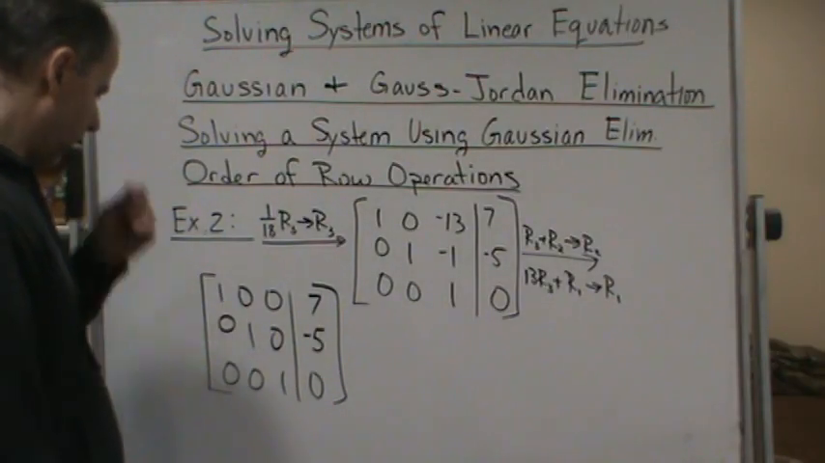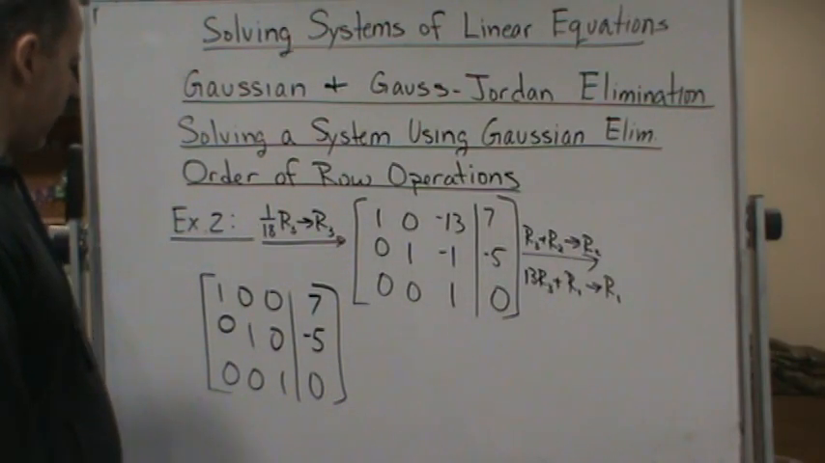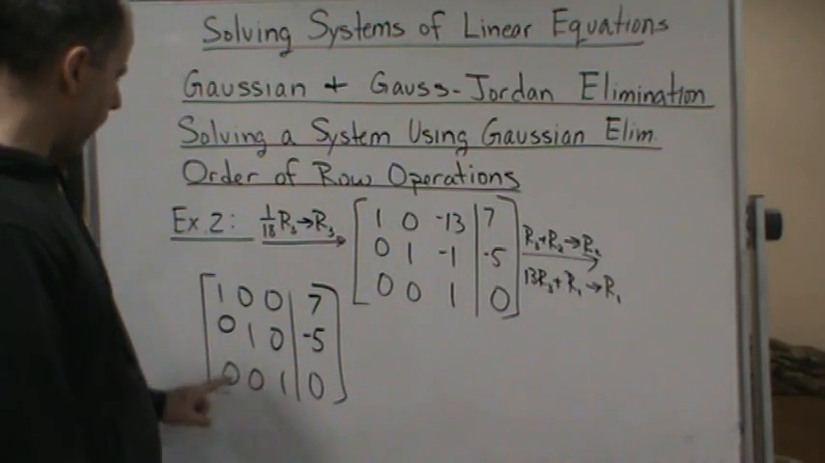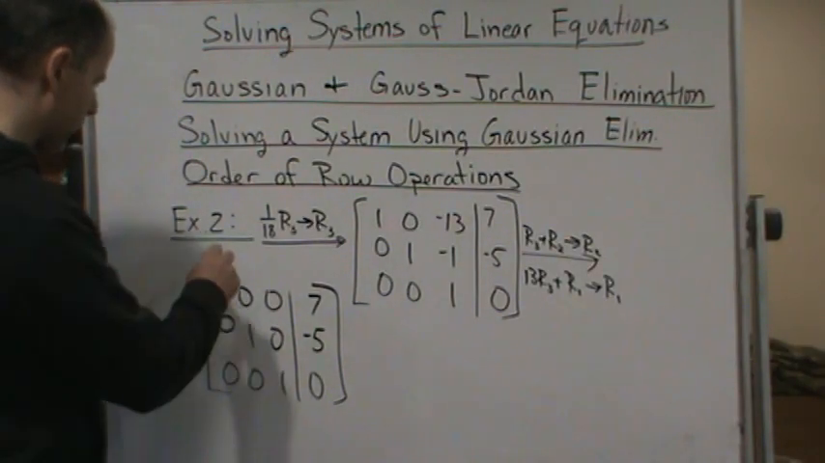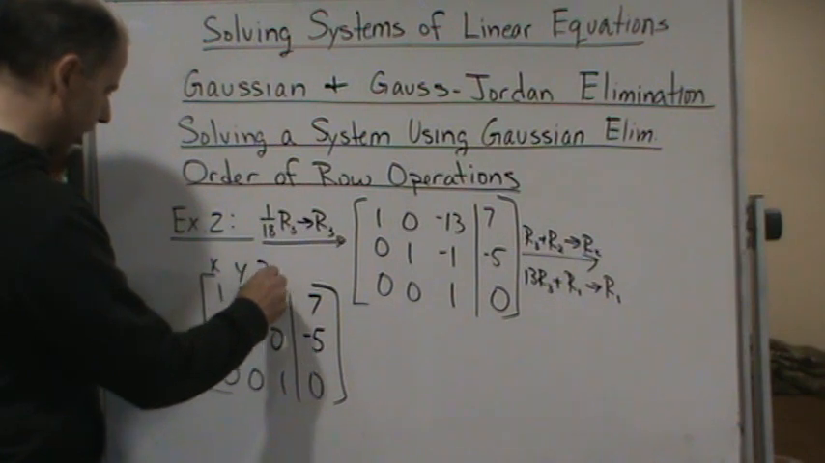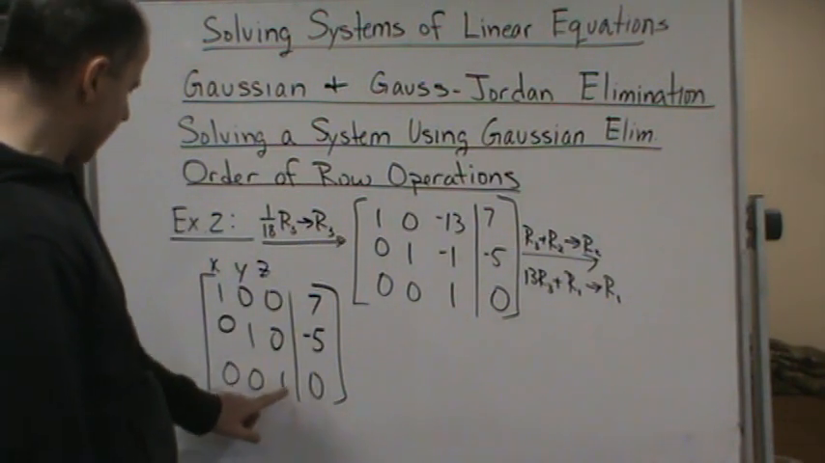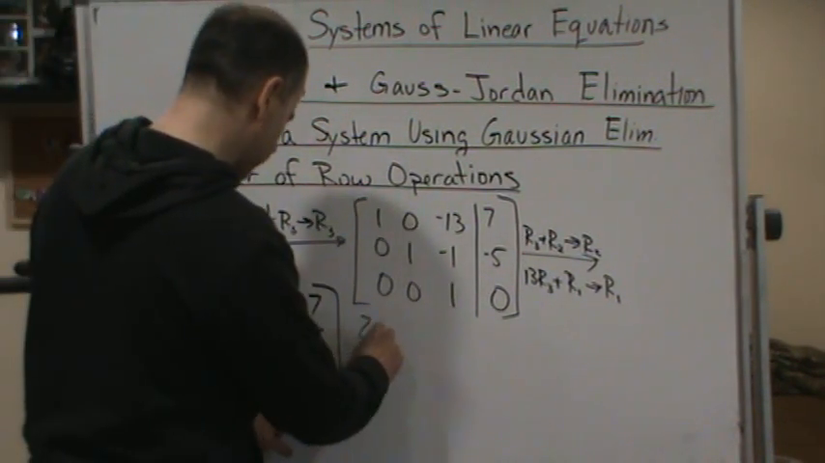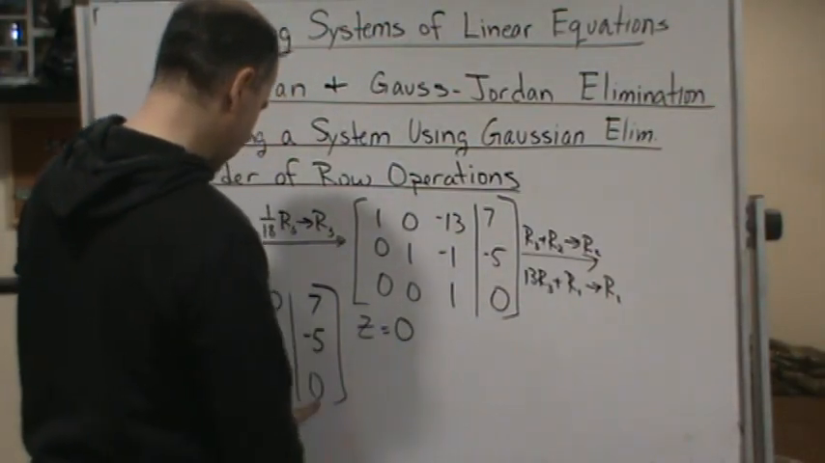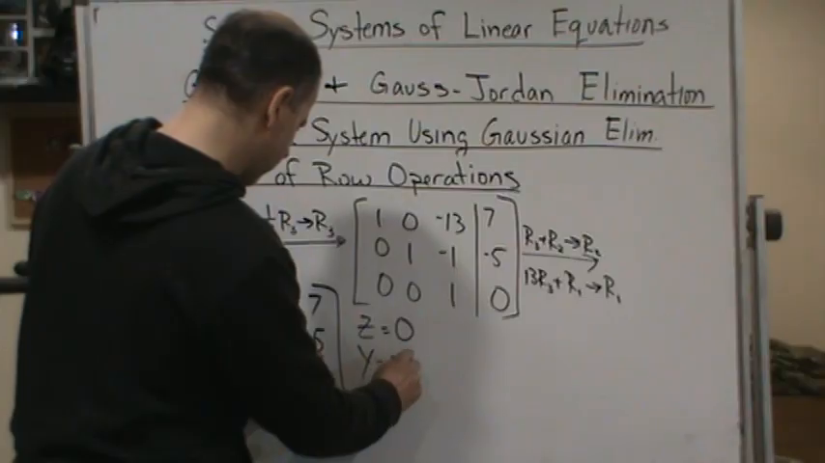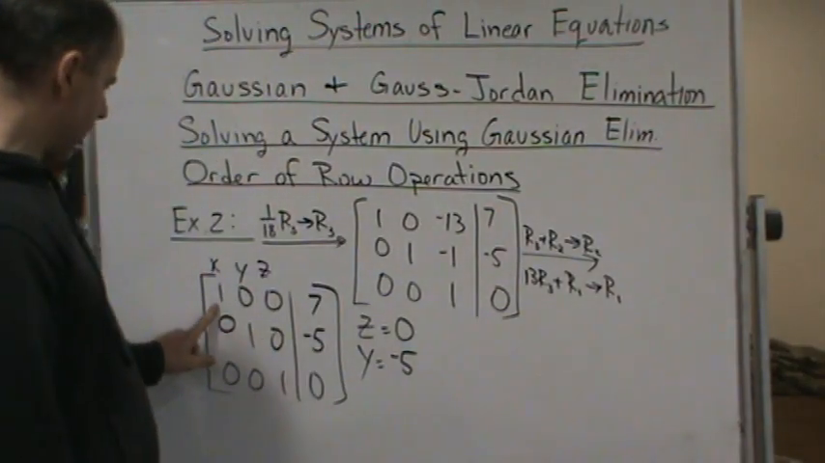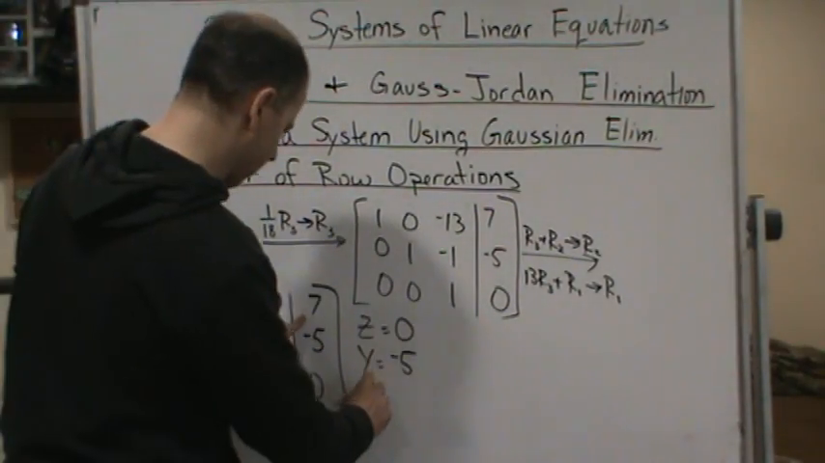Now, here is where we're done. Because remember from the very beginning, this represents z, right? So x, y, and z. So this is telling us that z is equal to 0. This is telling us y is equal to negative 5. And this is telling us that x is equal to 7.